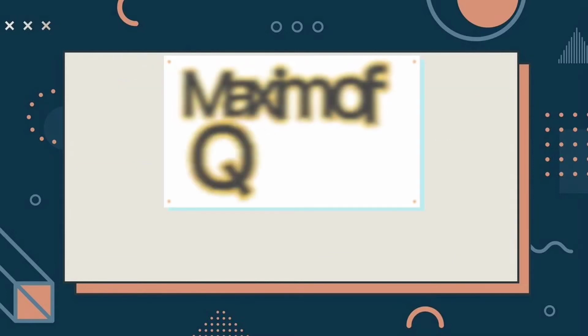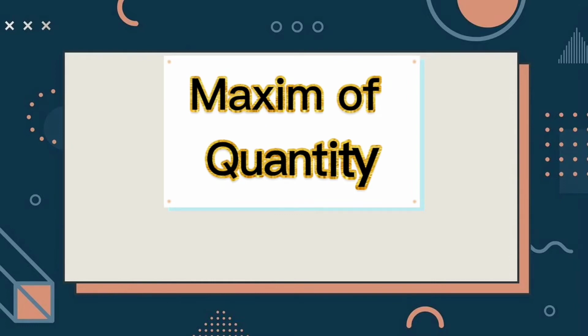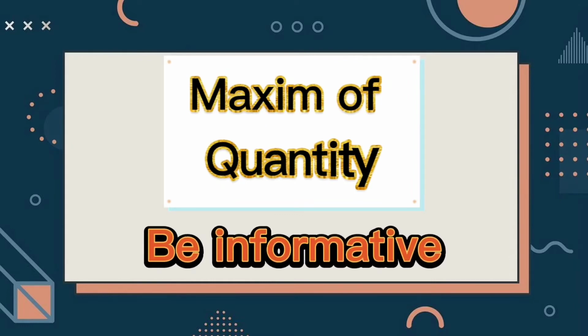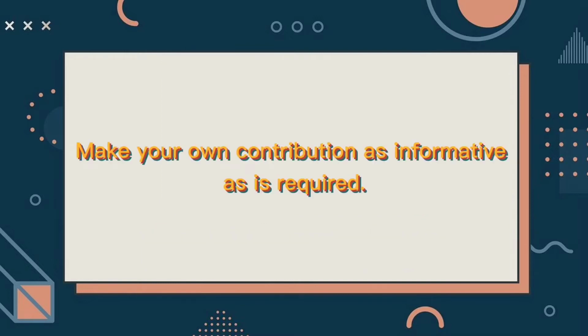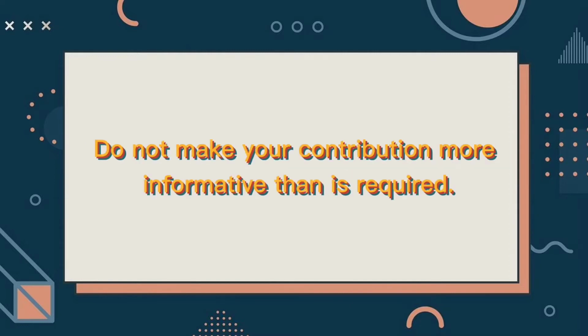So the first maxim is the maxim of quantity, or be informative. There are two maxims of quantity. First, make your contribution as informative as is required. Provide all the information which is necessary for the purpose of the current exchange. Don't leave out anything important. Second, do not make your contribution more informative than is required. Leave out any unnecessary details that aren't important to the current exchange.